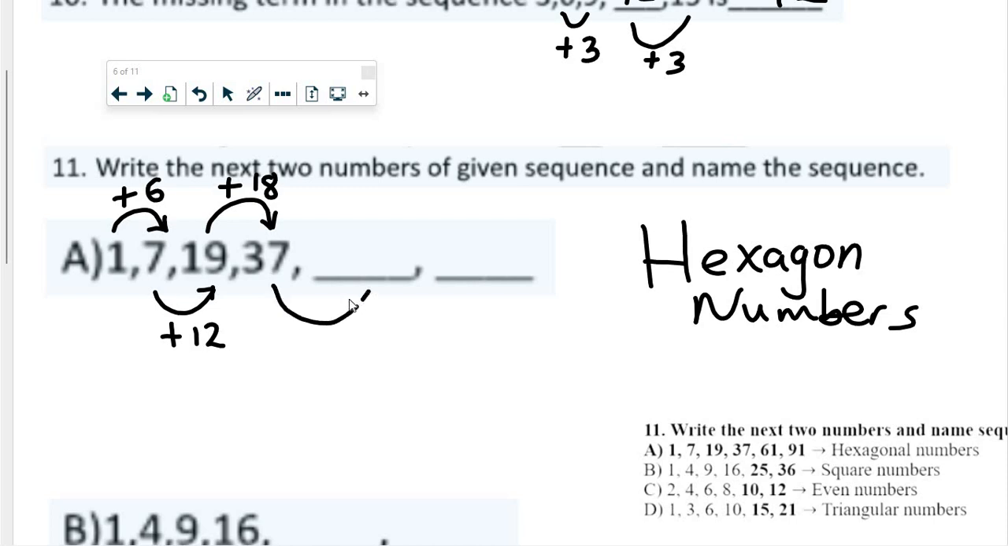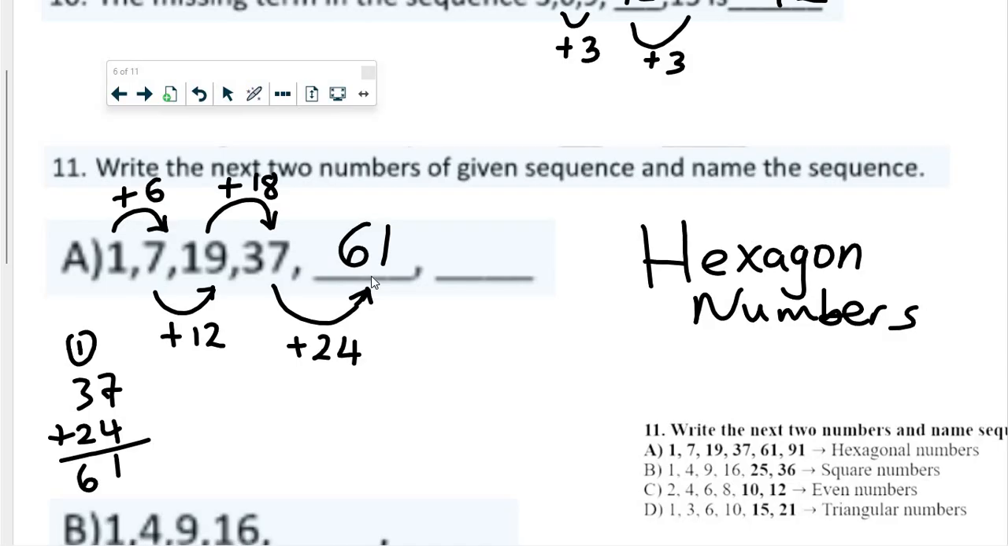To get the next number, take this 18, add 6, and you get 24. So from 37 to the next number, we add 24. 37 plus 24: 7 plus 4 is 11, carry 1, 3 plus 2 is 5, plus the carried 1 makes 6, so 61. So the next number here is 61.